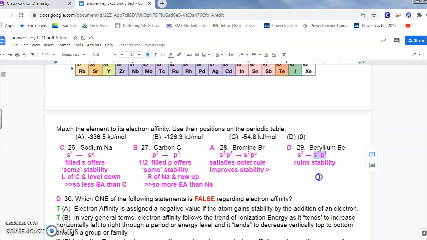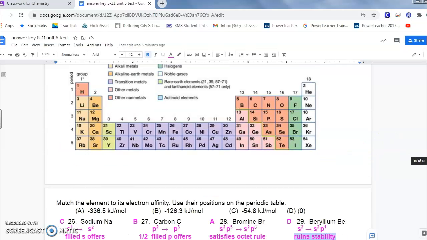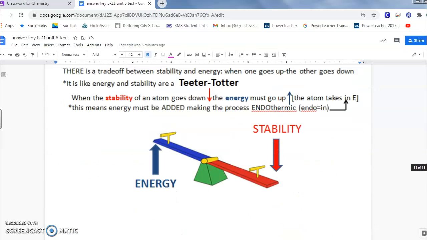If it was, for instance, beryllium's on the second level, the 2P would have an energy of 3. So it would be putting the electron in a higher energy sublevel, requiring it to add more energy to get it to take it. We would really ruin beryllium's stability. When the stability goes down, we have to add energy to it. It's always a trade-off. When stability goes down, you have to add energy.